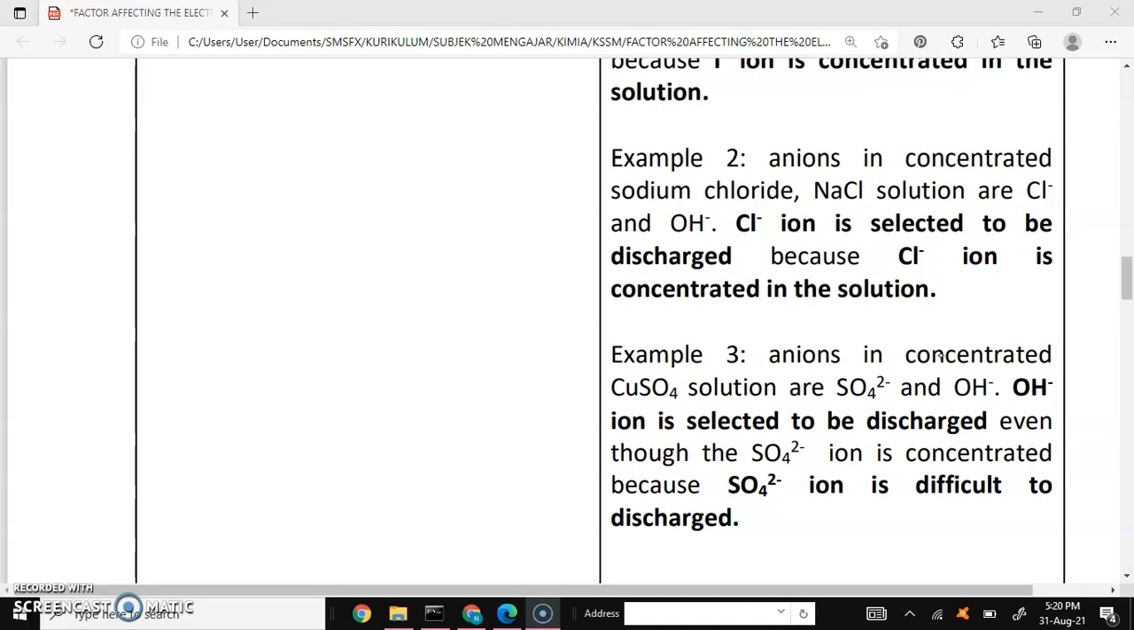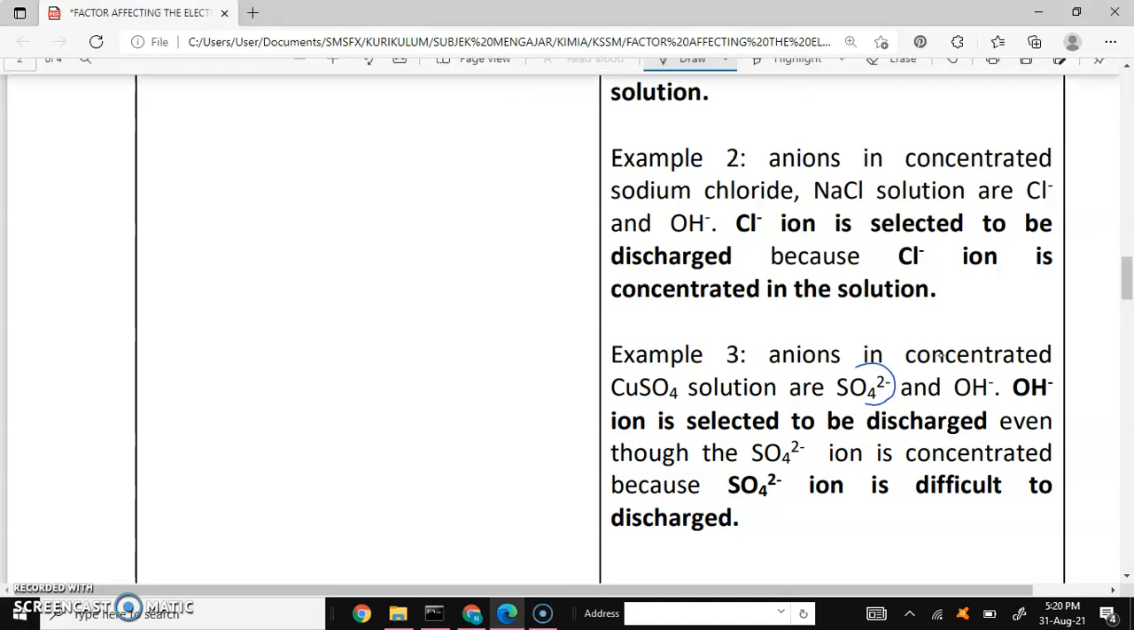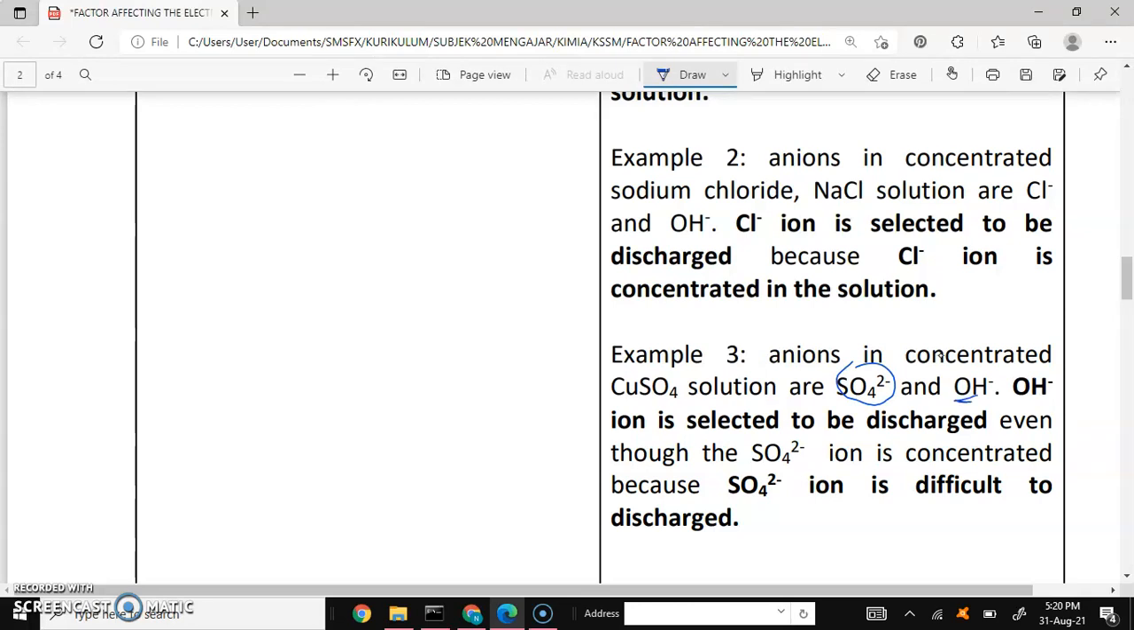Example 3. Anions in concentrated copper sulfate solution. Kita guna copper sulfate solution yang pekat. So the anions present in the concentrated copper sulfate solution are sulfate ion and hydroxide ion. Bermaksud sulfate ion ni banyak. Pekat kan? Air dia kurang. Jadi hydroxide ions akan sedikit. Tapi kenapa kita tak pilih sulfate ion?